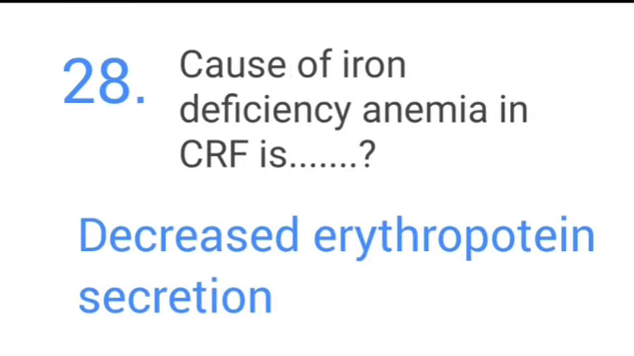Cause of iron deficiency anemia in CRF is dash. Decreased erythropoietin secretion.